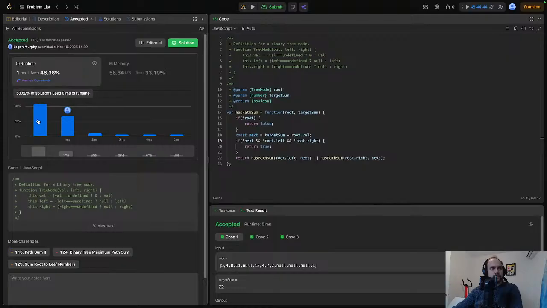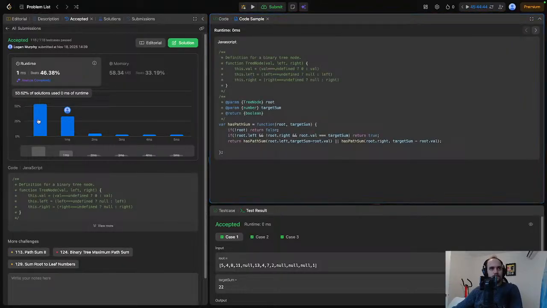Okay, in that case, let's just see what the best solution was. They have a similar solution: if not root false, if not left, if not right. Oh, okay, so they kind of opted out early. Rather than checking if it's 0, they said if it's the same value, and then they subtract later. Surprising that that's better performance.